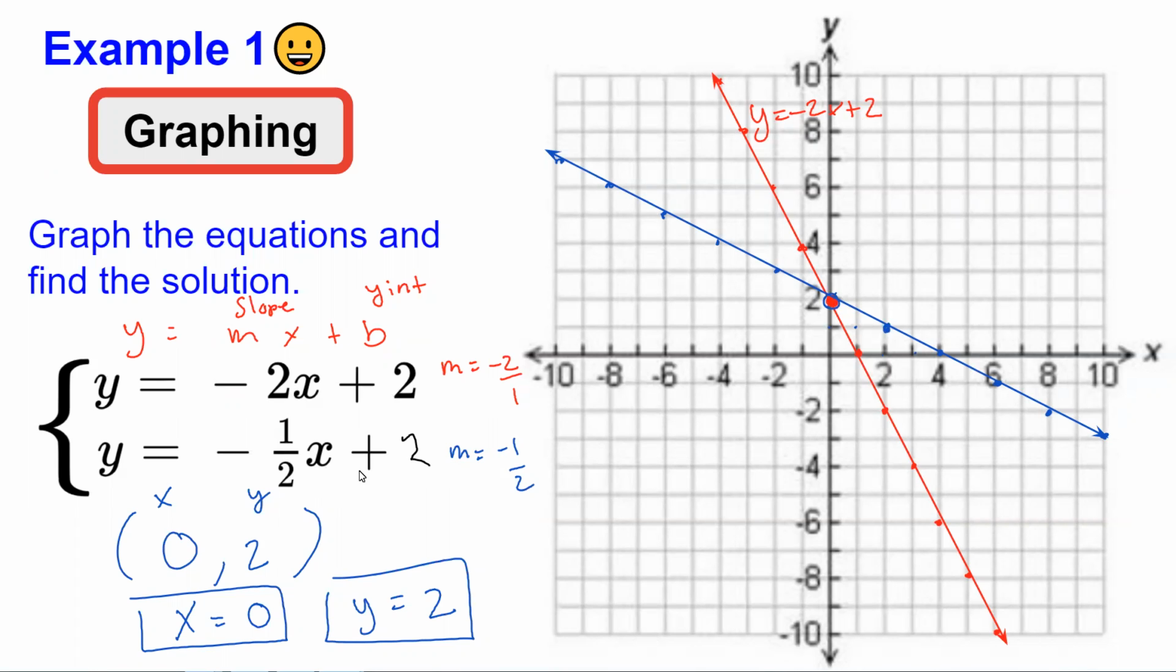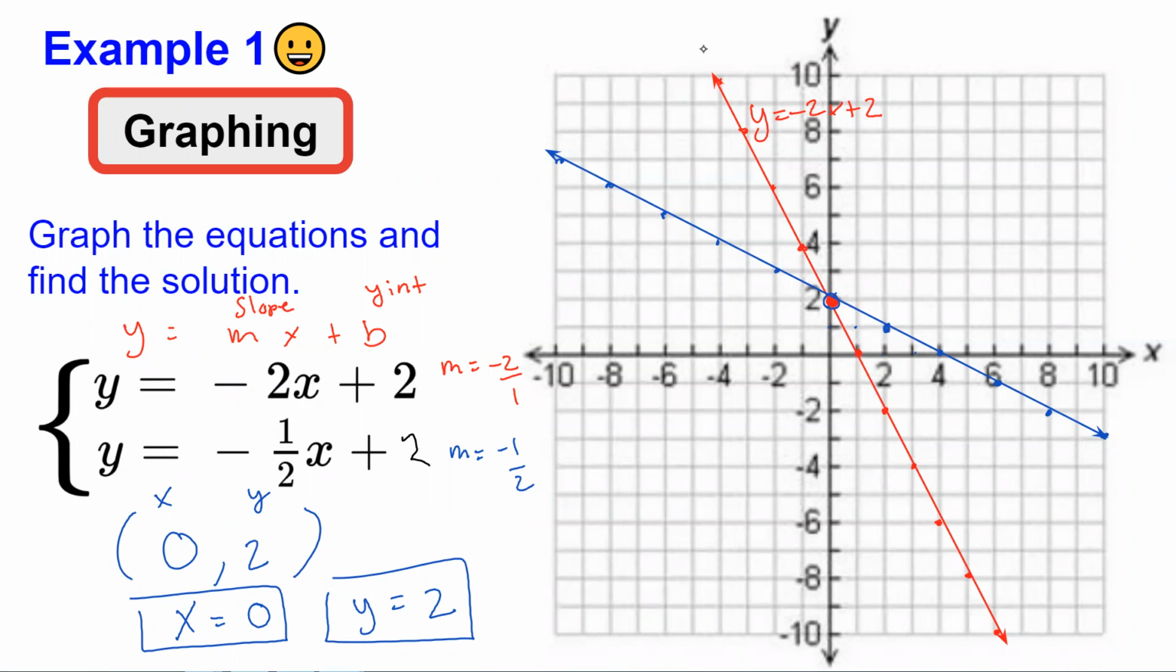And we do the same for our next equation, y equals -1/2 x plus 2. We start at 2, and we now have a slope of -1/2. So we go down 1 and over 2, down 1, over 2, and so on and so forth. We see that our intersection happens at (0, 2). Therefore, our solution is x equals 0, y equals 2.